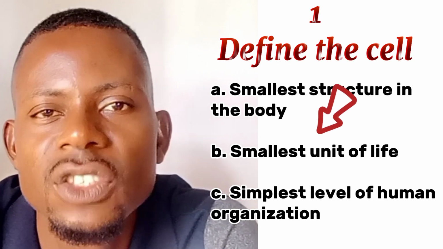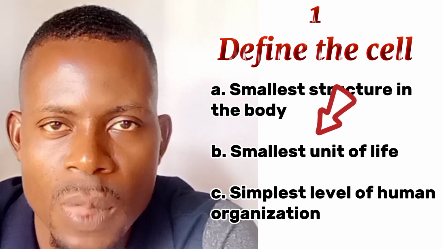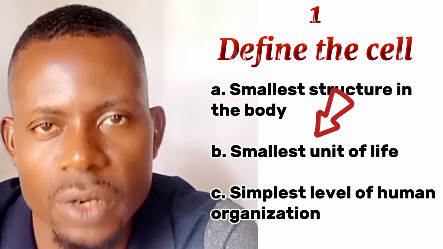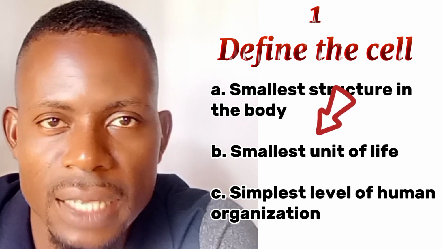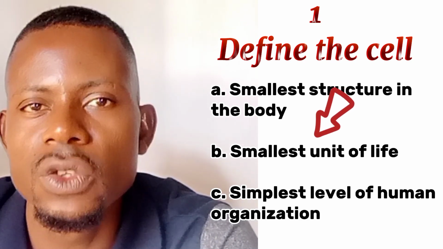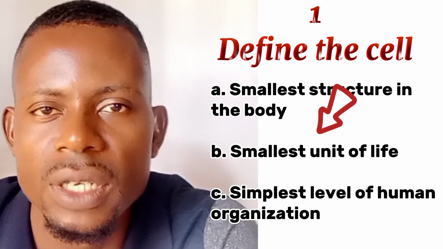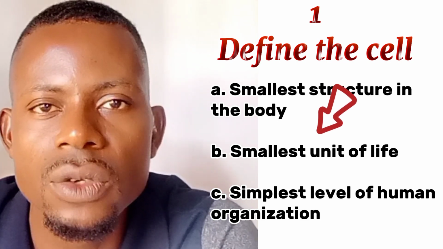So the cell is the smallest unit of life. It is not the smallest structure in the body. The smallest structure in the body is the atom. So when defining the cell, you must include life. So the cell is the smallest or basic unit of life.